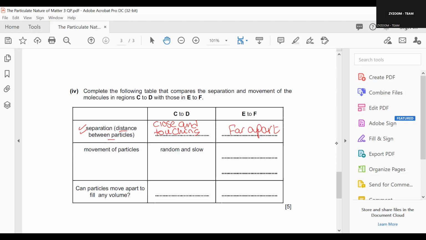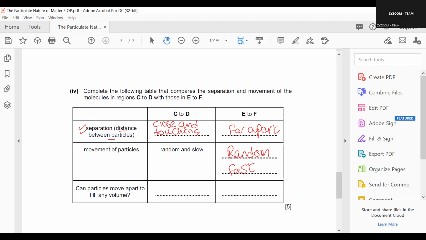Yes, miss. So what's the movement of particles? Miss, in E to F, it is random and fast. Yes. In all directions. Random, fast, and in all directions. Excellent. You have 2 points to write. Why? Because I have 2 spaces. And 5 marks. 1, 2, 3, 4, 5. Okay?